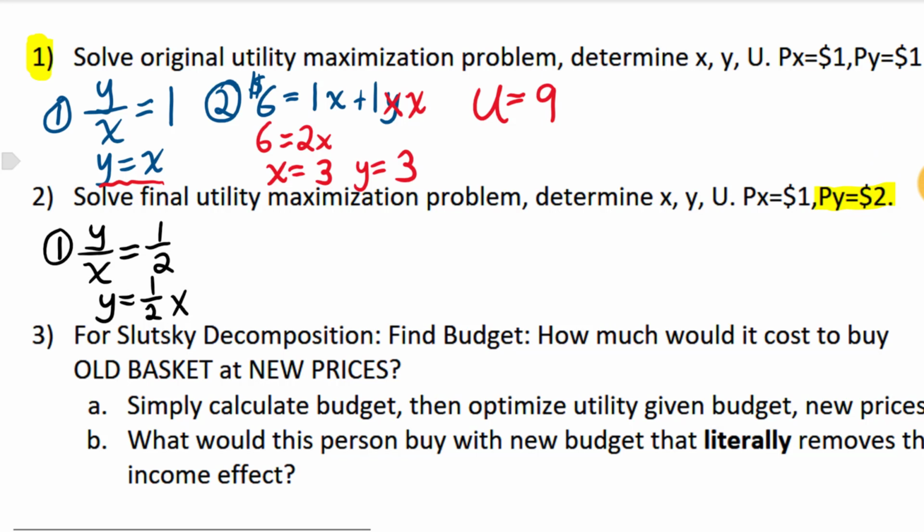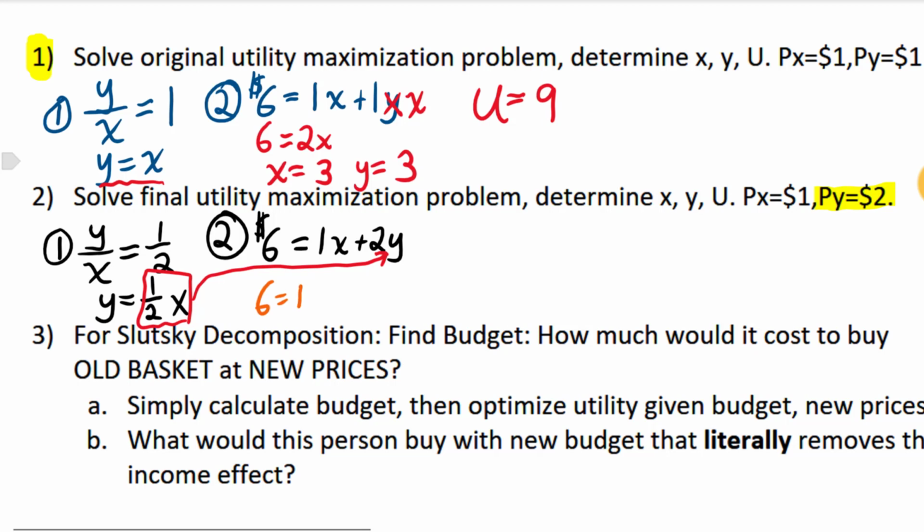So we plug that into our budget line equation, which is they still have $6. That equals $1 for each X plus $2 for each Y. We substitute 1/2 X here in for Y, and we get that $6 equals 1X plus 2 times 1/2 X. Well, that's just 1X again. And so we get that X is going to be equal to 3 as before, and Y is going to equal 1/2 X. So Y is going to equal 1.5 units.